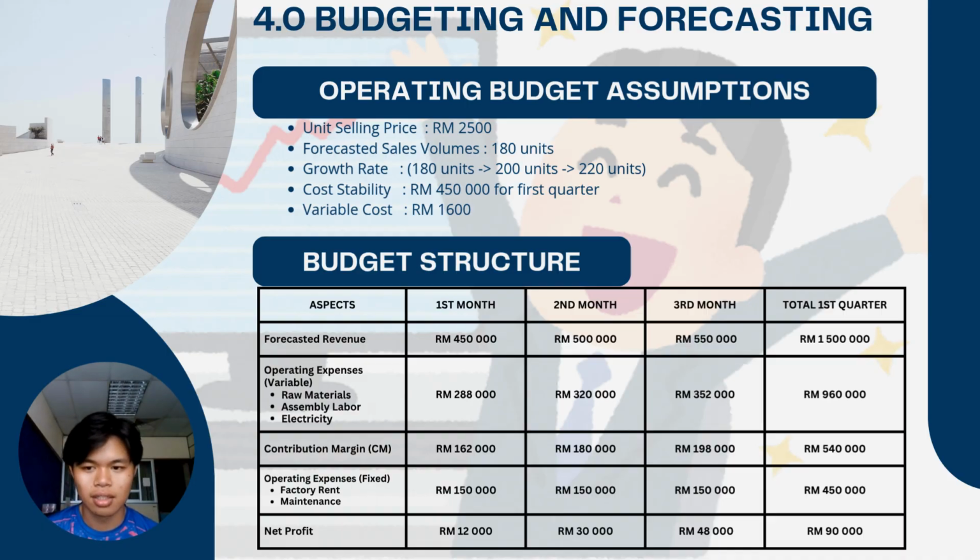In the first month, a volume of 180 units generates 450,000 ringgit in revenue, leaving us a slim net profit of 12,000 ringgit after covering fixed overhead. However, as production scales up to 220 units by month 3, our revenue reaches 550,000 and our monthly net profit quadruples to 48,000. Cumulatively, the expansion is highly viable, yielding a total first quarter revenue of 1.5 million and a healthy net profit of 90,000 ringgit.